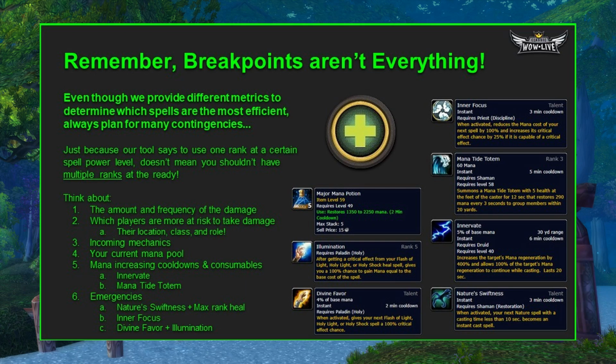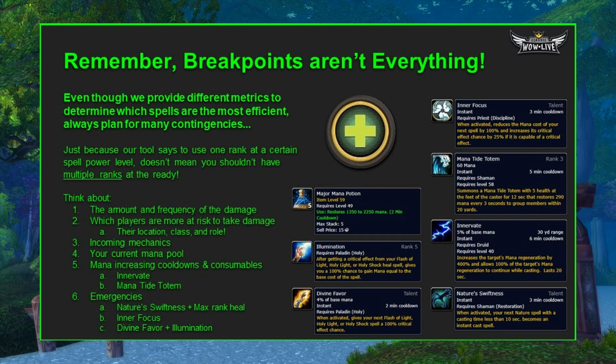Your current mana pool. If you're noticing you're getting down and there's no consumables or cooldowns coming up, start thinking about being more mana efficient and use lower ranks. Also think about mana increasing cooldowns and consumables. Can you rely on an Innervate or a Mana Tide Totem to come out soon? If you can, you may want to put some more leeway and use higher rank spells.